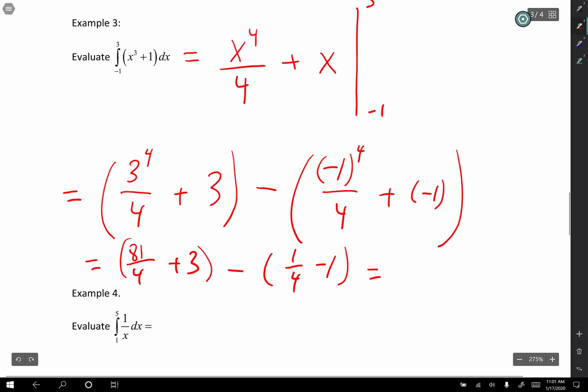I'm going to put this in the calculator real quick, guys. So here's my little calculator. Unless I feel like doing common denominator and all that good stuff. Let's see what we get. 81 over 4 plus 3 minus parenthesis 1/4 minus 1. I mean, I guess I don't need a calculator for that part. And I got a 24. Done.